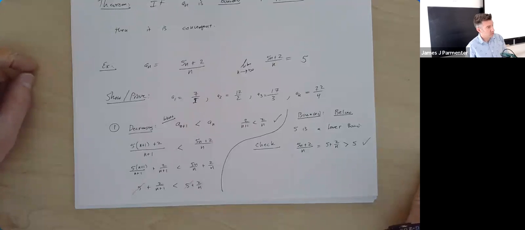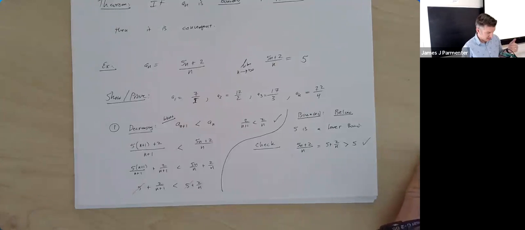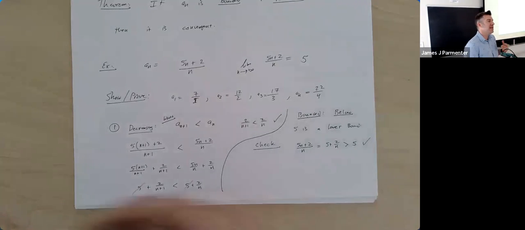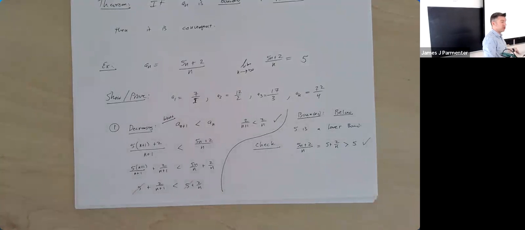Great, we did it. We proved that this thing must be convergent. I will point out, we didn't actually prove what it must converge to. We just said it's bounded and it's monotonic, that means it converges. But that doesn't actually prove what it converges to.